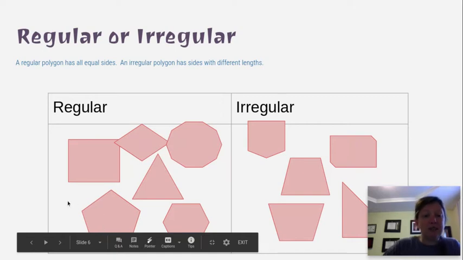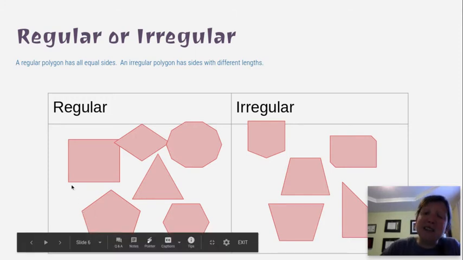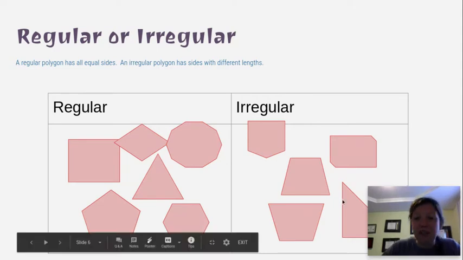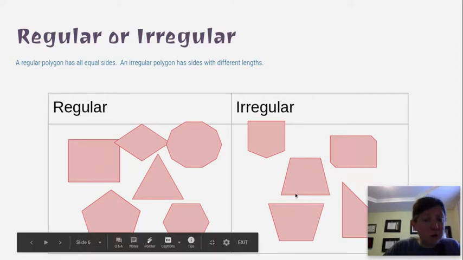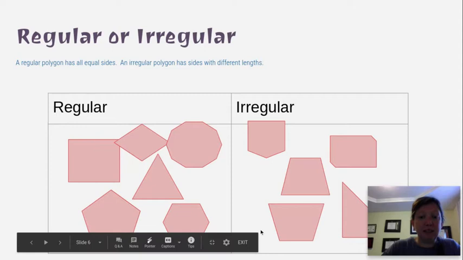If we look here at this bottom one, this is a regular pentagon because if it says regular pentagon, that tells me all five of these sides are the same length and they all have the same angle measures. And if you look over here, well, this looks like a trapezoid, but is this length the same as this length? No, so it can't be regular, so it's irregular when all the sides are not the same length.